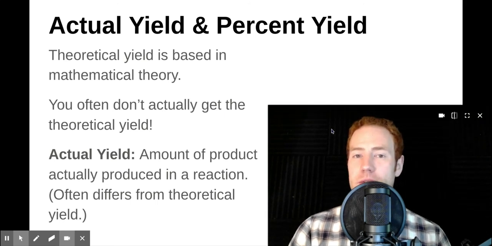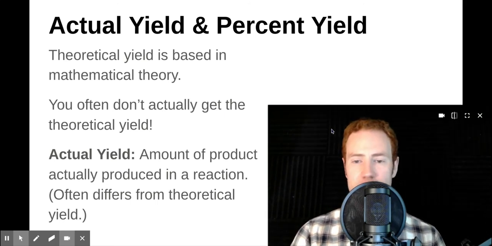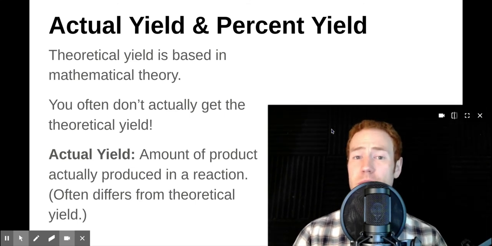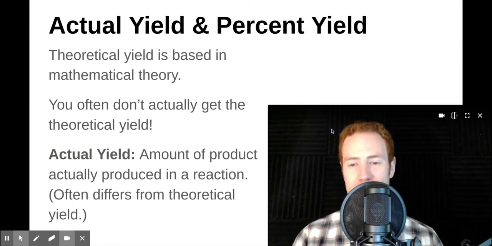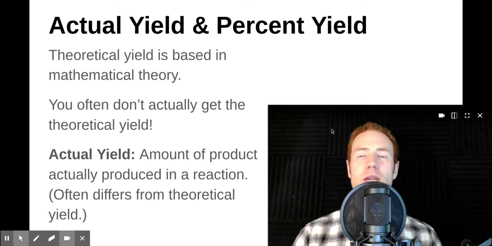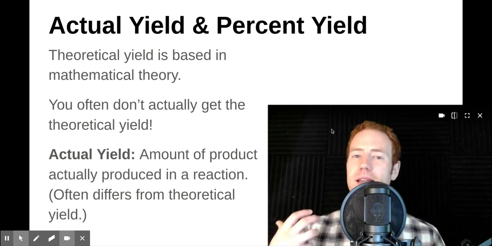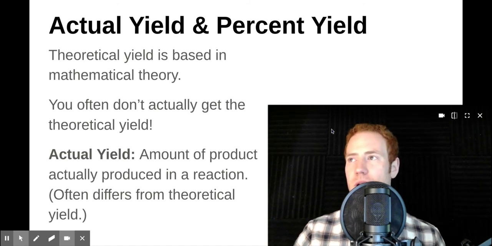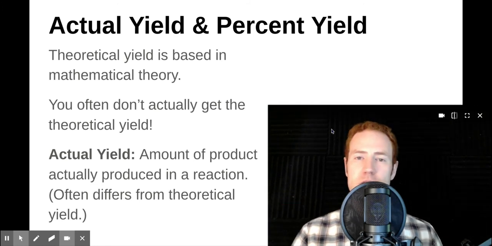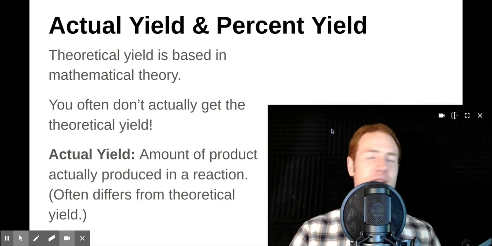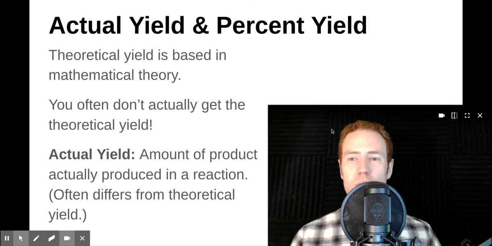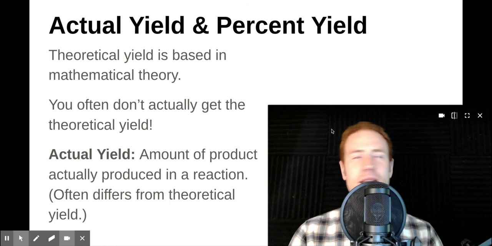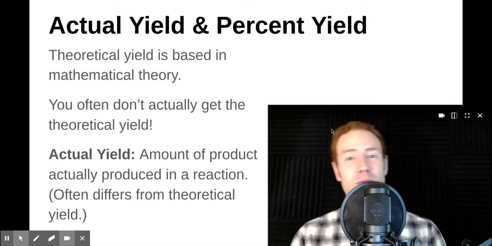Now, we've already covered one type of yield. We've talked about theoretical yield. It's how much product you expect to get from a chemical reaction, and it's based on the limiting reactant. Now, here's the thing. In the real world, things aren't perfect. Theoretical yield is what you would expect to get if everything was exactly perfect, meaning that all of your reactants were pure, there were no impurities anywhere, everything was fresh and new, and nothing had degraded or gotten old or wasn't working anymore.